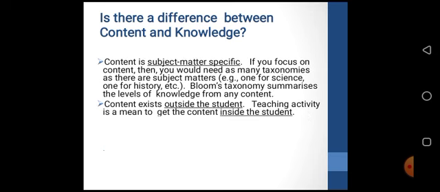Is there a difference between content and knowledge? Firstly, let's define what content is. Content is subject matter specific. If you focus on content, then you need as many taxonomies as there are subject matters, for example one for science, one for history, etc. Bloom's taxonomy summarizes the level of knowledge from any content.